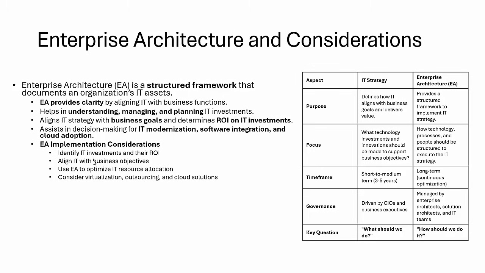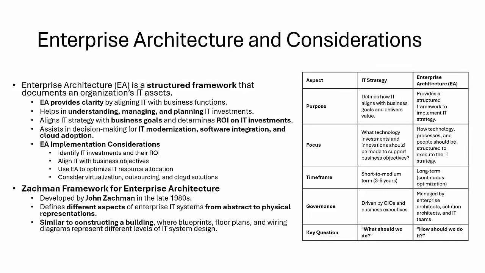So when you're implementing EA, we identify investment with ROI, we align the IT with business, we optimize the IT resource allocation because we can reuse the IT for other things. And one of the frameworks that we use is the Zachman framework, which was developed by John Zachman. And it is not testable, but it's just for your reference.